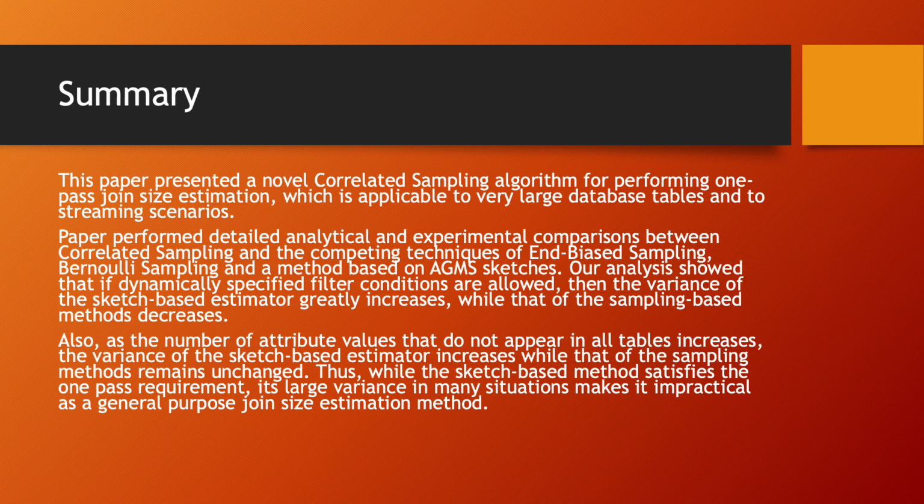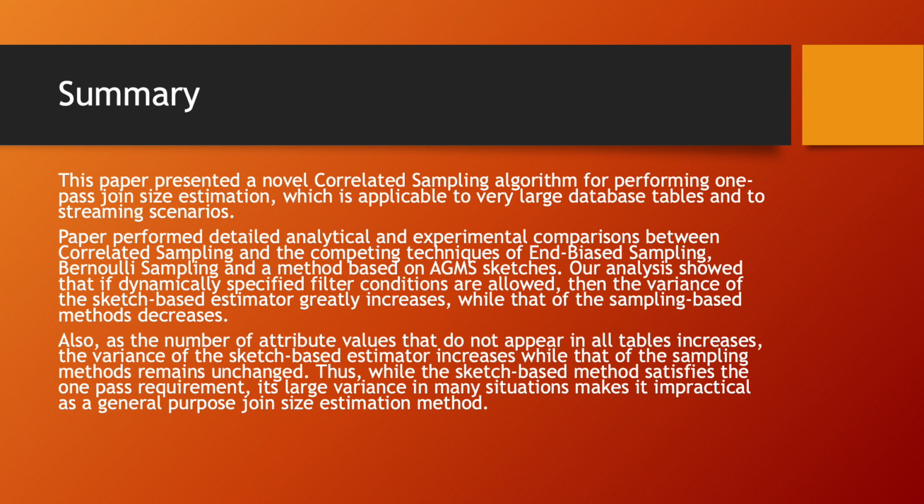The paper performed detailed analytical and experimental comparisons between correlated sampling and the competing techniques of end-bias sampling, Bernoulli sampling, and a method based on AGMS sketches. Their analysis showed that if dynamically specified filter conditions are allowed, then the variance of the sketch-based estimator greatly increases, while that of sampling-based methods decreases.